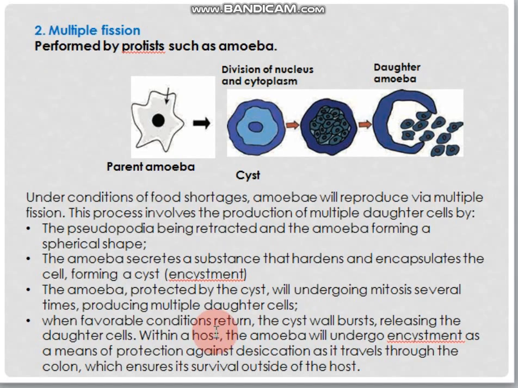Now we have multiple fission where amoeba is dividing inside the cyst, and when sufficient nutrition is available, it is opening up and releasing the amoeba. When does this happen? When there is insufficient nutrition or there are some conditions, like here, food shortages. Okay, and amoeba divides by multiple fission.